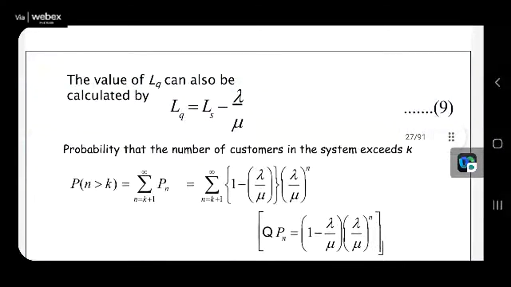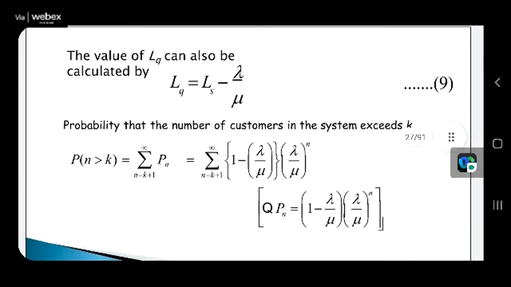Now this is a relationship between LQ and LS. That is, LQ is equal to LS minus lambda by mu, where there is a wide difference. LS is nothing but the average number of customers in the system. LQ is nothing but the average number of customers in the queue. So it does not consider the customers who are taking the service.